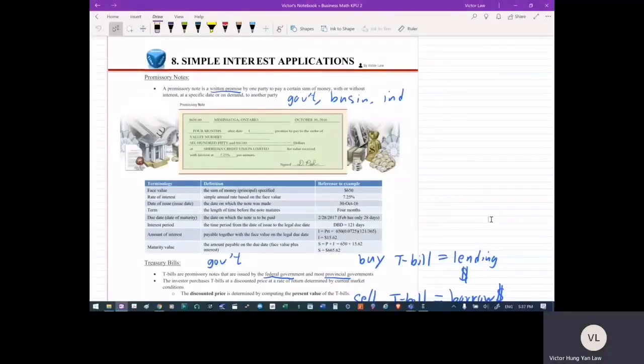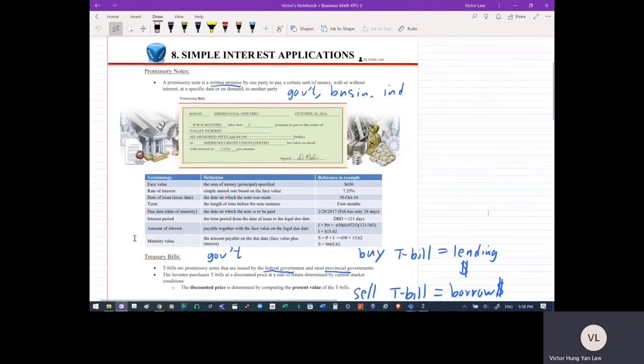Simple interest applications. The first terminology that you need to know is promissory note. A promissory note is a written promise by one party to pay a certain sum of money to another party. So it could be for government, for business, or for an individual. It's basically a contract saying that one party owes another party money. That's a promissory note. There's a bunch of terminology here. You can read that on your own time.